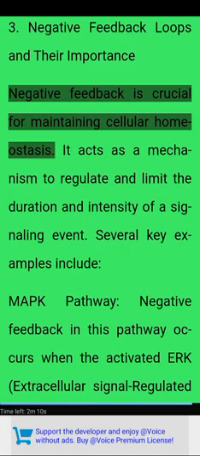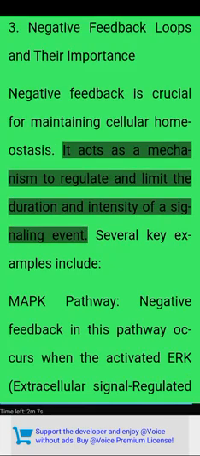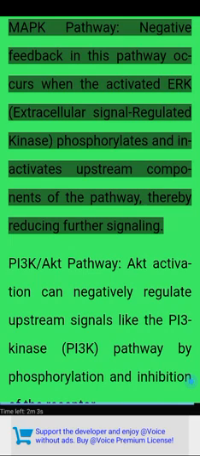Negative feedback is crucial for maintaining cellular homeostasis. It acts as a mechanism to regulate and limit the duration and intensity of a signaling event. Several key examples include the MAPK pathway. Negative feedback in this pathway occurs when the activated ERK, extracellular signal regulated kinase, phosphorylates and inactivates upstream components of the pathway, thereby reducing further signaling.